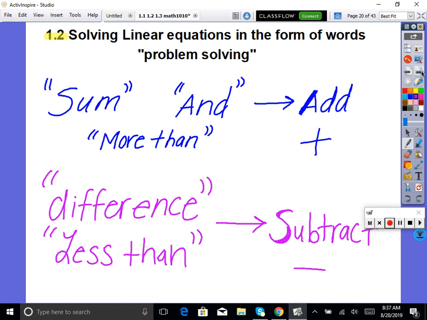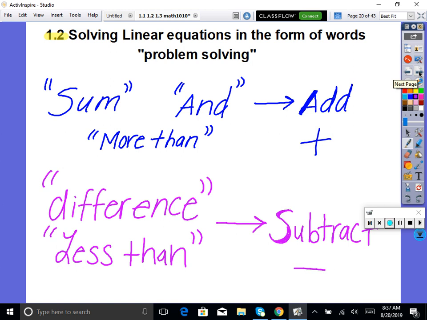All right, 1.2 is just going to be solving linear equations again. It's just going to be in the form of words. So basically problem solving, very basic. Two keywords: if you see the word sum and more than, that means add. If you see the words difference or less than, that means subtract. So if you need to write that down, quickly do. It's just going to be us having to write out the equation before we solve it, because it's going to be given in word form.